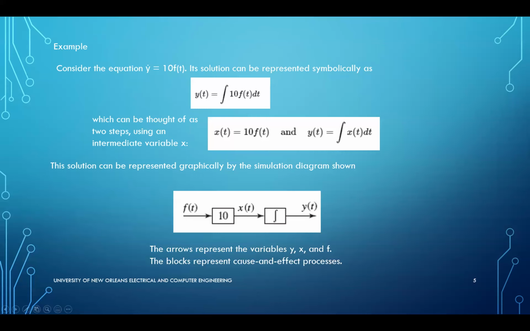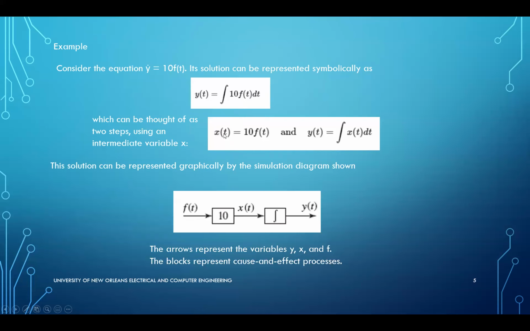It can be represented graphically in this simulation diagram by showing, first of all, that you have a gain, right? This represents a gain of 10, followed by an integration, which is what this expression is telling you, right? You're taking your function f of t, which is here, and multiplying it by a gain of 10. This 10 block represents a gain of 10. The output of that multiplication, 10 times f of t, is this x right here, right?